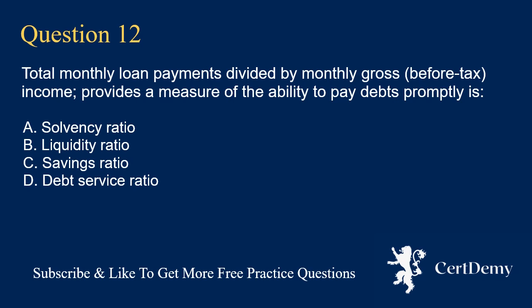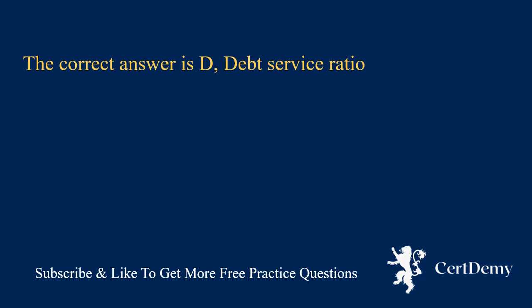Question 12. Total monthly loan payments divided by monthly gross, before tax, income provides a measure of the ability to pay debts promptly. It is A. Solvency ratio. B. Liquidity ratio. C. Savings ratio. D. Debt service ratio. The correct answer is D. Debt service ratio.